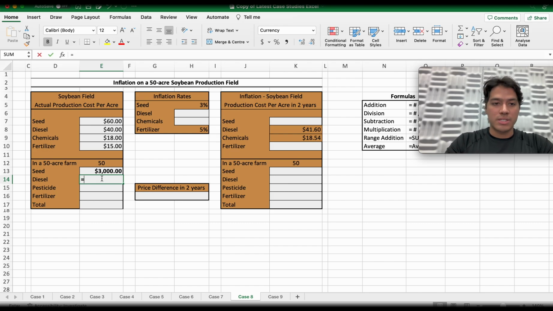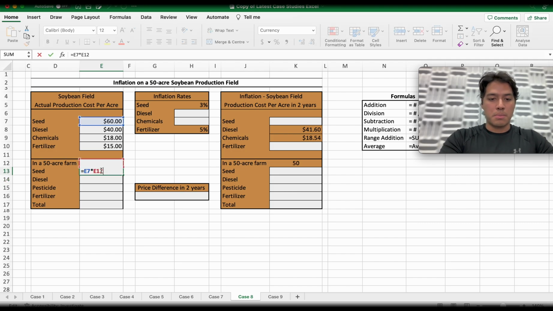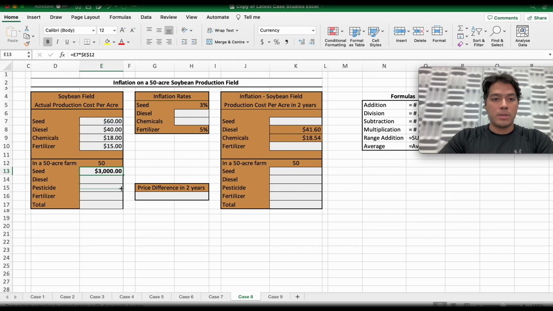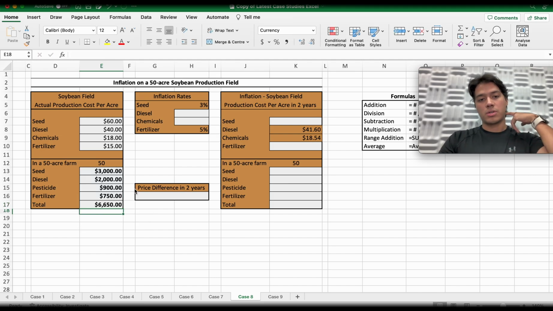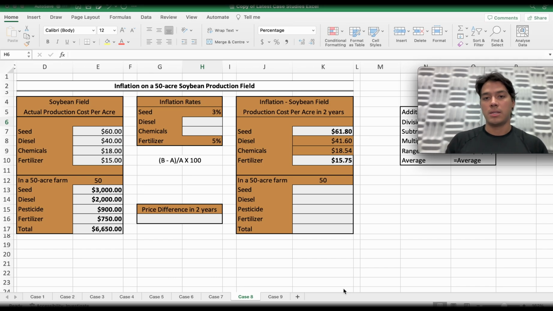Now let's move on to diesel, which is pretty much the same. Just to go faster, I'm going to lock this. Remember, F4, this value, enter, and I'm just going to go down until fertilizer. So Excel is going to give me the automatic values based on my actual production cost per acre. The total is just a sum of these four total prices. So it's going to be $6,650.